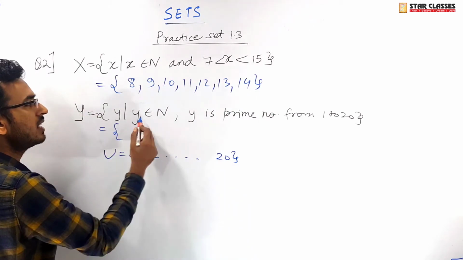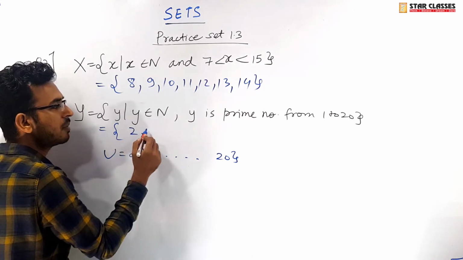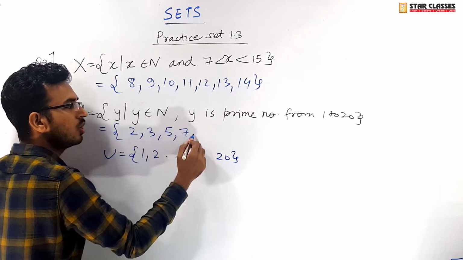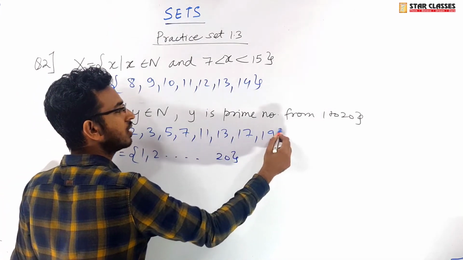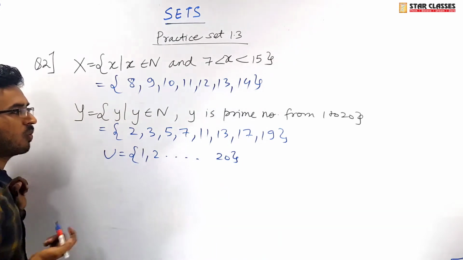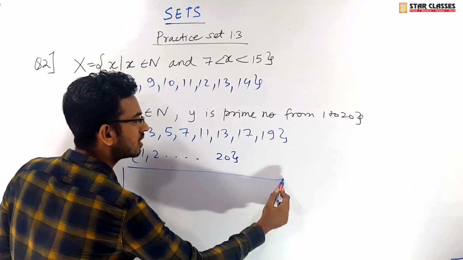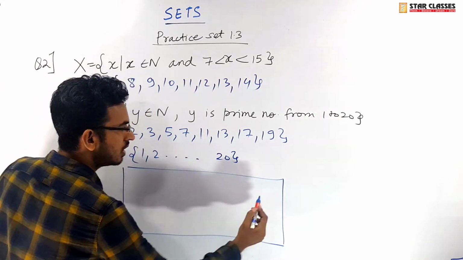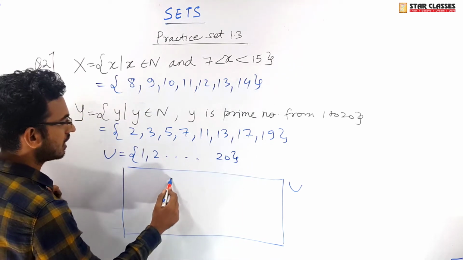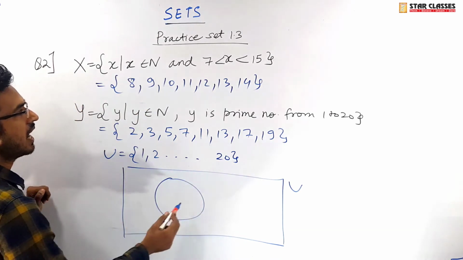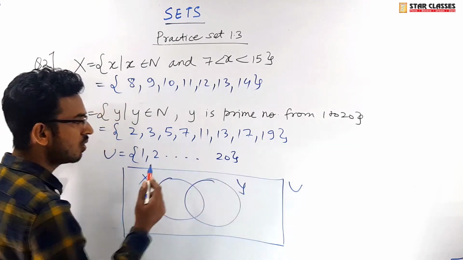Now Y is the element of natural numbers and Y is a prime number from 1 to 20. All the prime numbers from 1 to 20. And this is your universe, 1 to 20, all the natural numbers. So the Venn diagram would be like this. This is the universe. You draw X like this and Y like this. So this is your X and this is your Y.